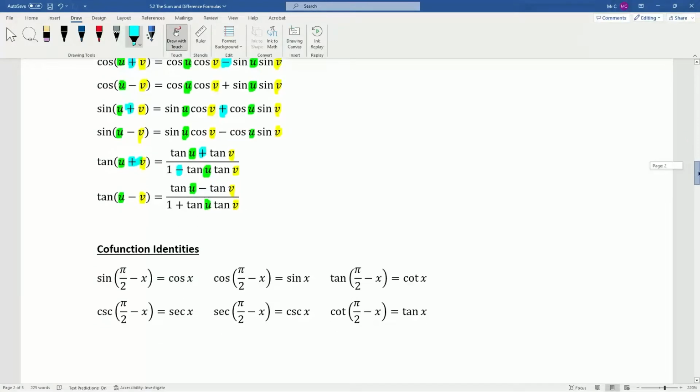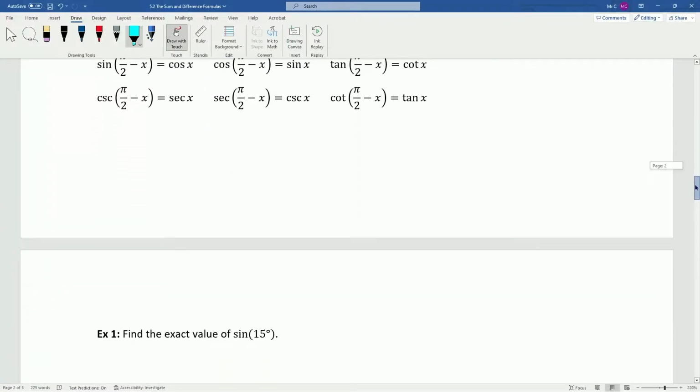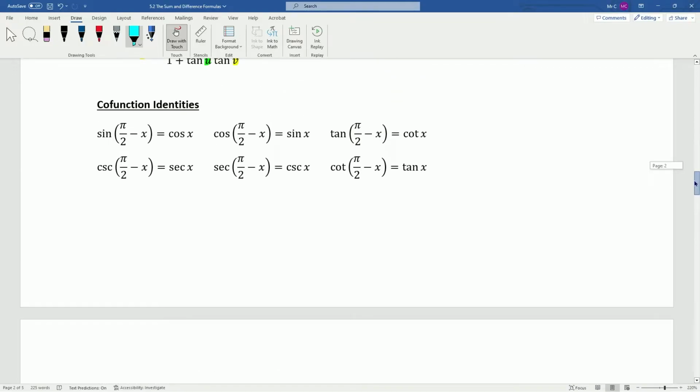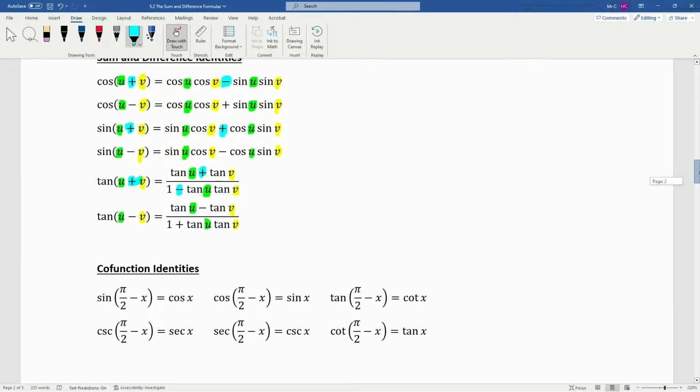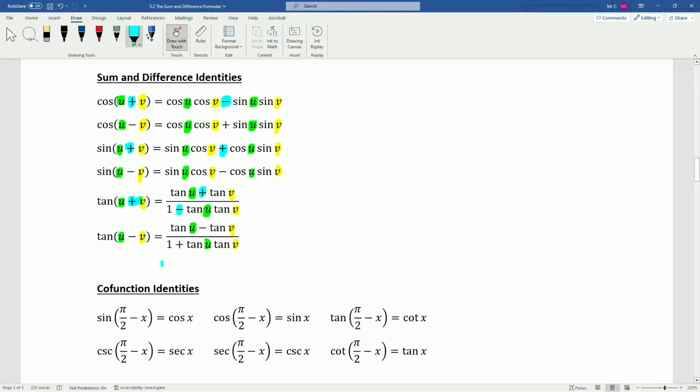Okay, so below we've got a whole bunch of cofunction identities. Now, these cofunction identities can all be derived from the sum and difference identities. We can also derive them from just the unit circle properties, right? But this gives us another way where we can algebraically confirm these identities.